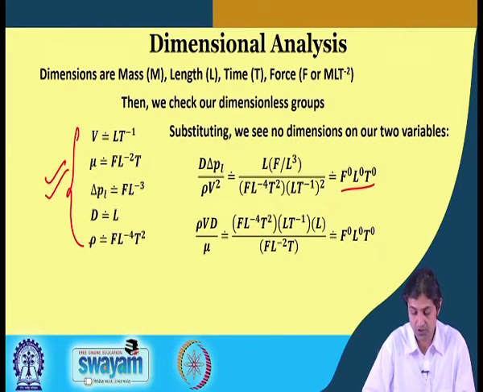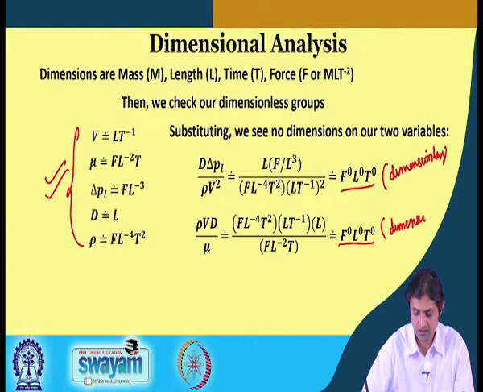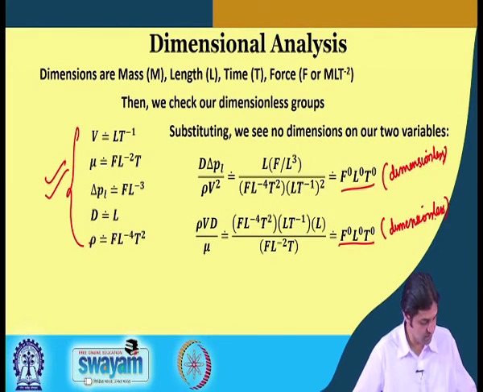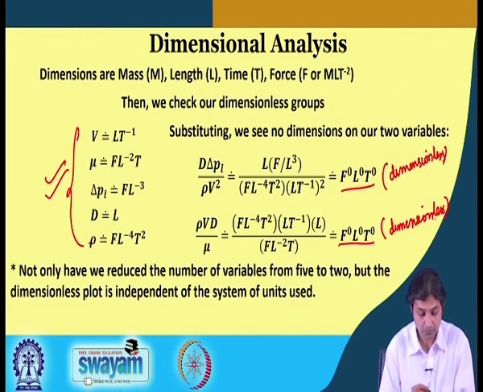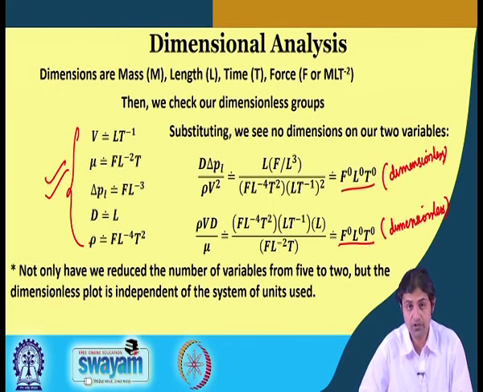Okay, and if you try to cancel out, we will again get f to the power 0, L to the power 0, t to the power 0. So, basically this means dimensionless. So, now we have not only reduced the number of variables from 5 to 2, but the dimensionless plot which we have got in the last slide is independent of the system of units used. Does not matter if we have used the SI system or CGS system or any system for that matter, because there are no dimensions associated with it.